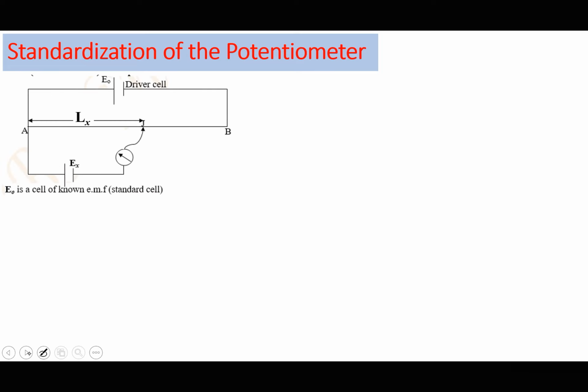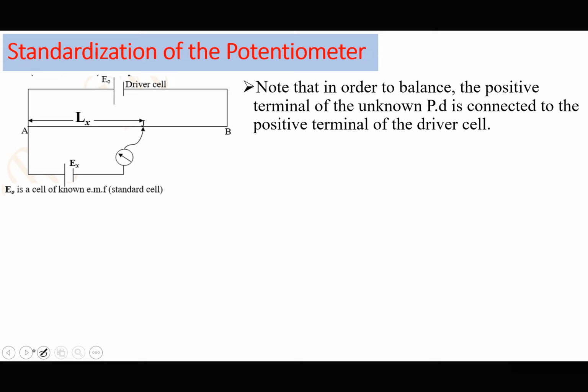So I want you to note that in order to balance, the positive terminal of the unknown PD is connected to the positive terminal of the driver cell. So I want to emphasize that we link the positive to the positive to form a common point.